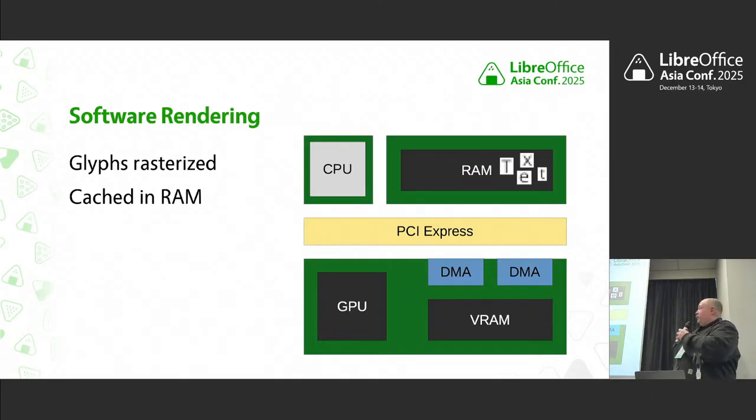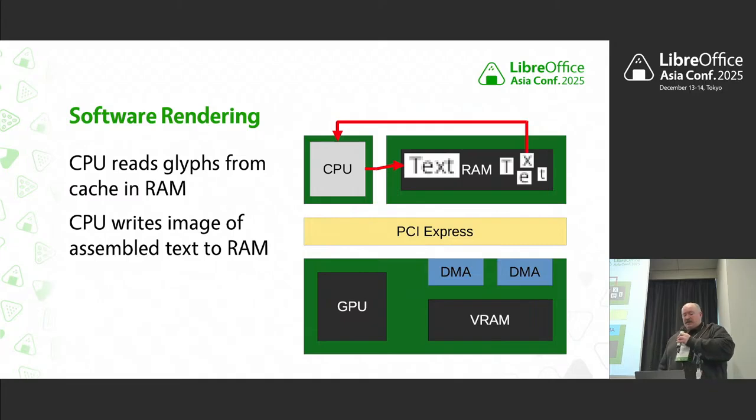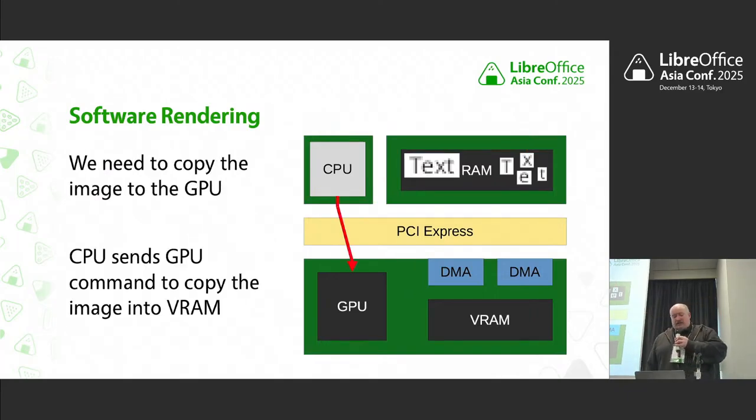And so to start with, we have our glyph cache in RAM, and we're ready to start rendering. So the first thing the CPU does is it allocates that buffer and copies the glyphs into that buffer, assembling the image that we want the user to see. And then the CPU sends a command to the GPU, telling it that it needs to copy the image that we assembled into video memory to be sampled as a texture.